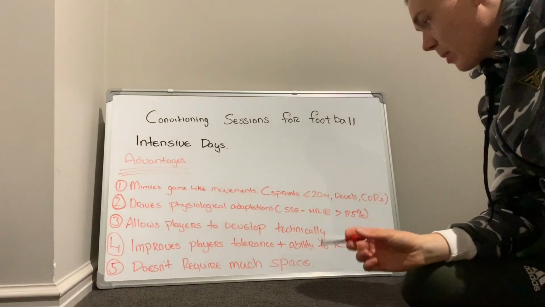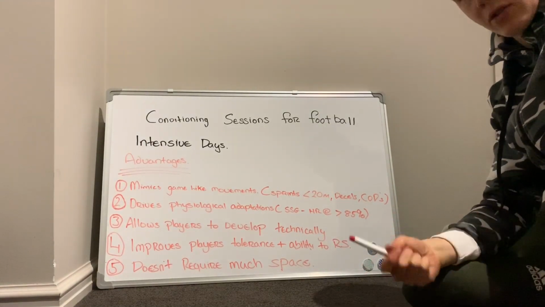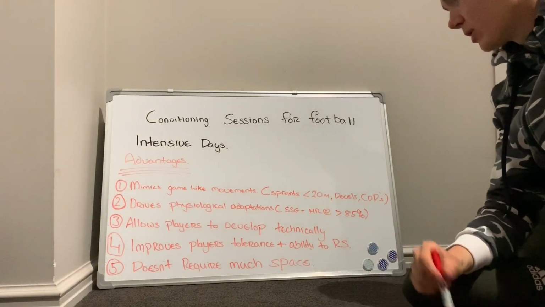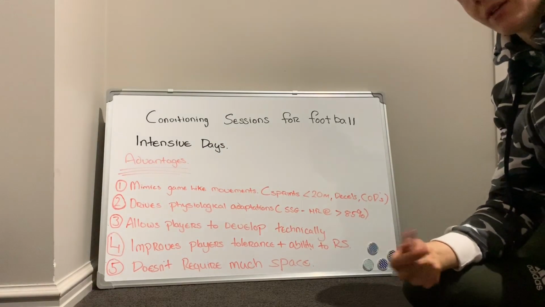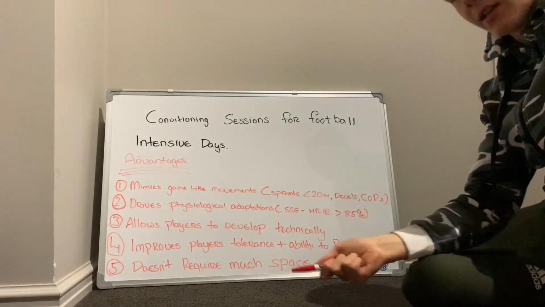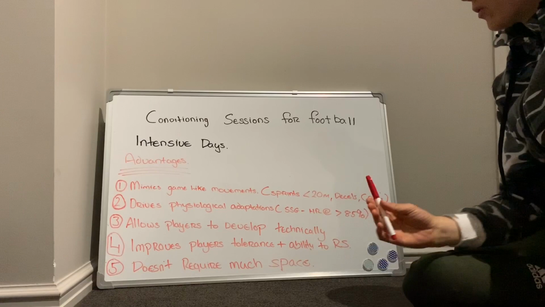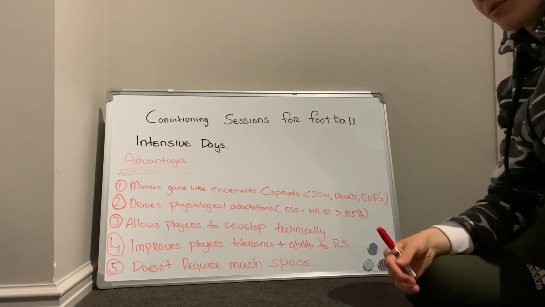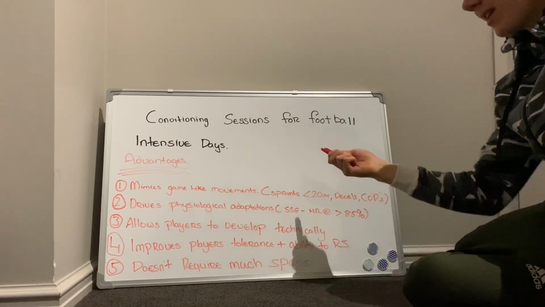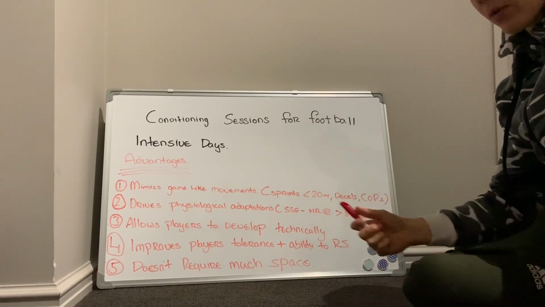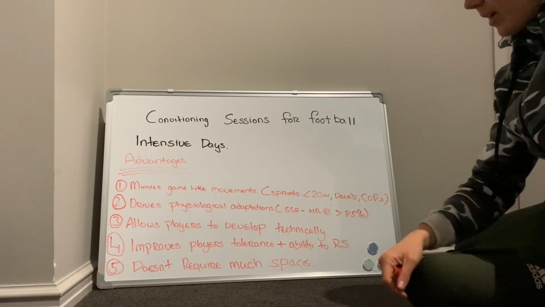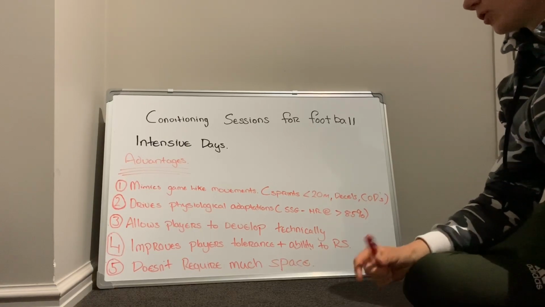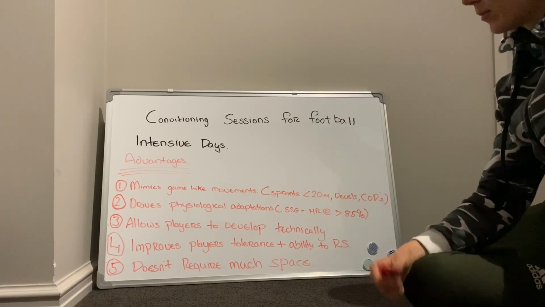It improves players' tolerance and ability to sprint repeatedly with submaximal rest. Bringing it back to repeated sprint ability, it trains the ability of sprinting, not getting enough rest, and then sprinting again. And it doesn't require too much space. If you're limited on space for a session, an intensive day is easily set up. You can set up players on the outside, and if you only have half a pitch, it's really easy to set up, so you don't require that much space. So they're the advantages.